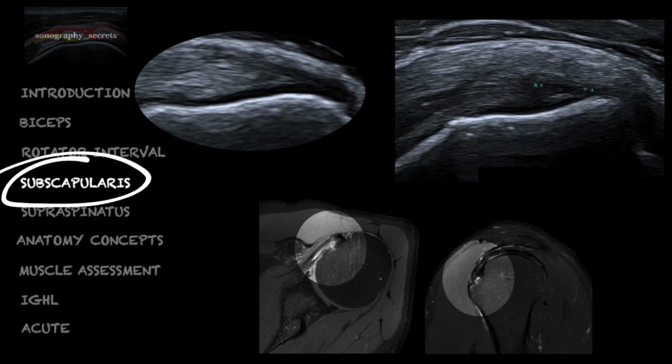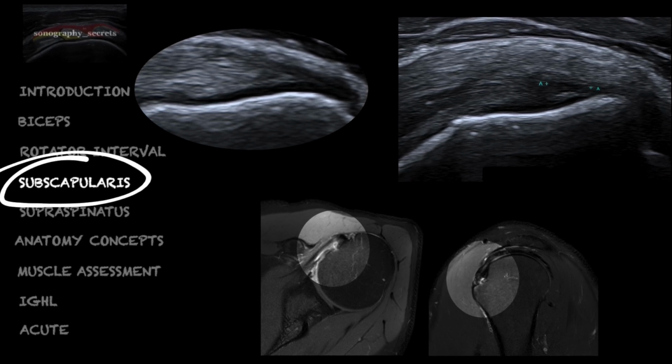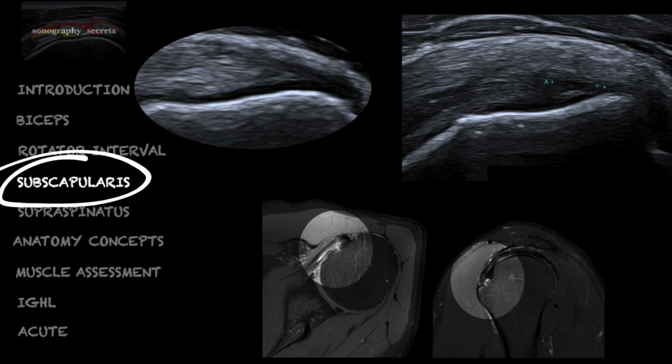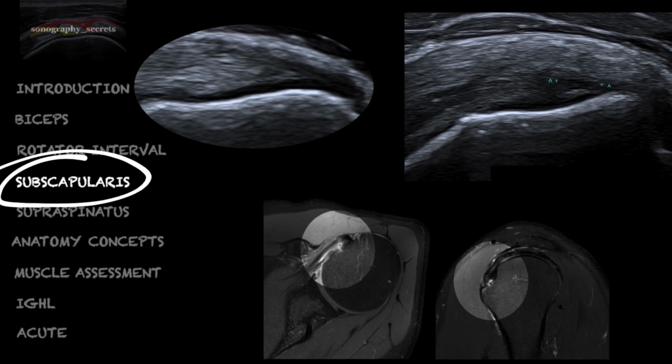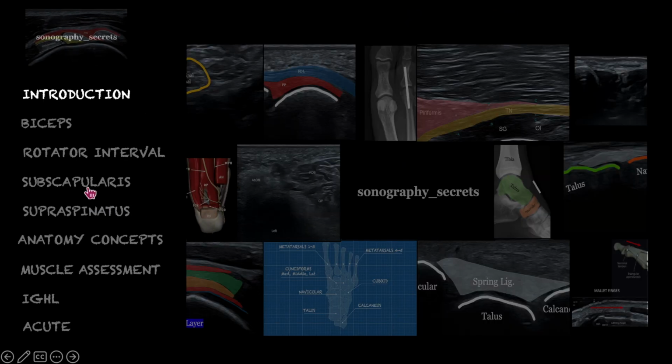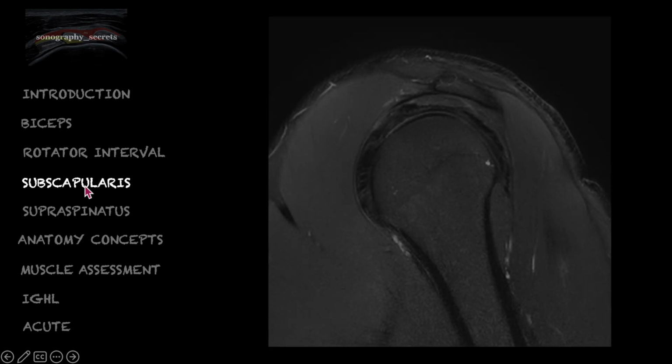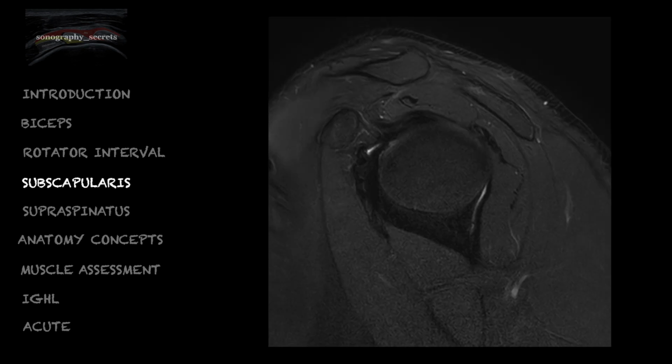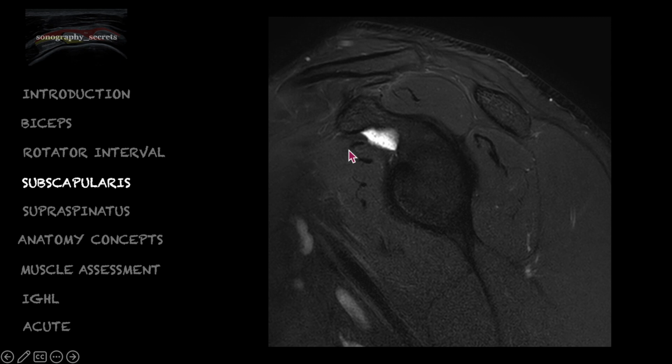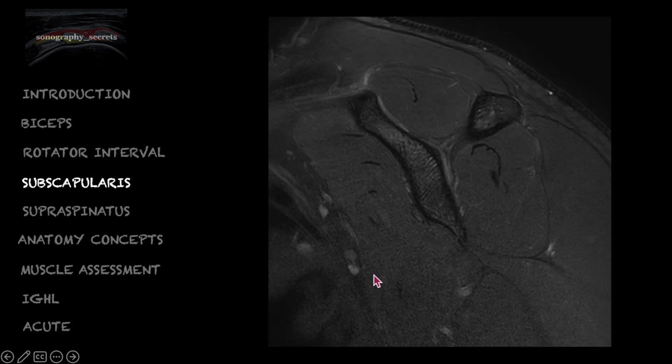Read any number of MRI reports or journal articles and you'll see that subscapularis tears are rather prevalent. Yet I'm not sure these findings are replicated in ultrasound for a couple of reasons. The first thing to appreciate with subscapularis is the complexity of the anatomy. It's a large, multi-pennate muscle as demonstrated with this MRI, and this is not appreciated on ultrasound.